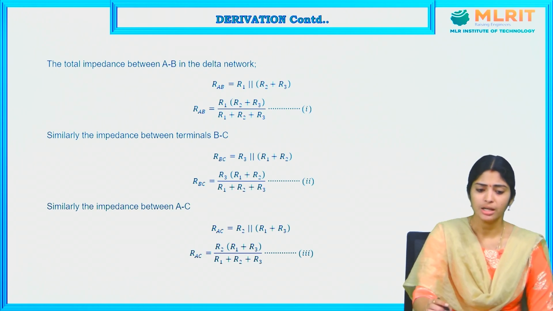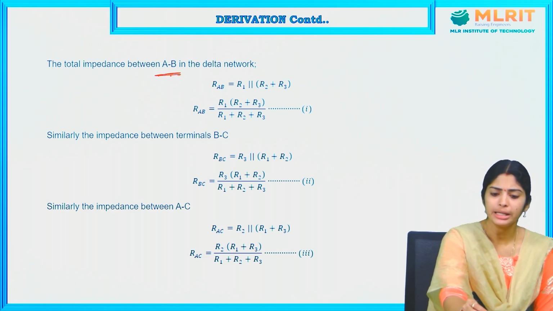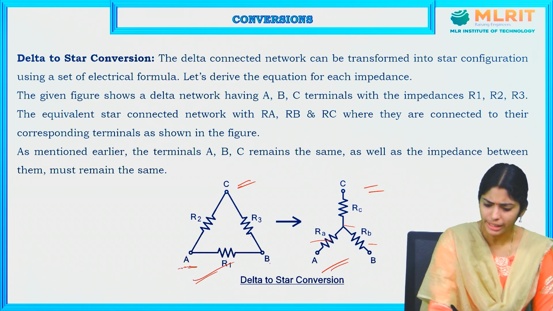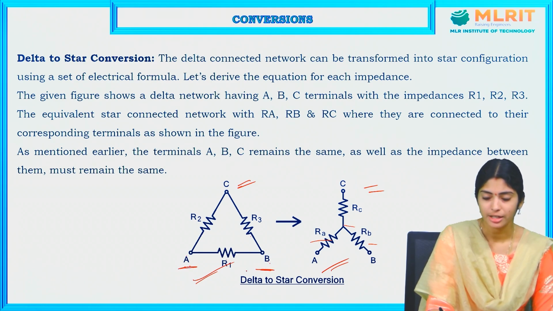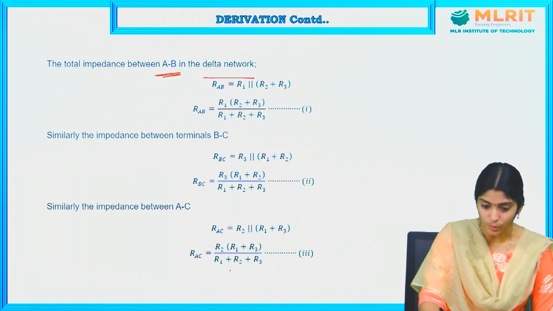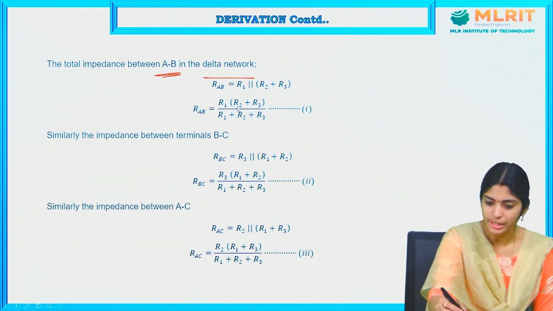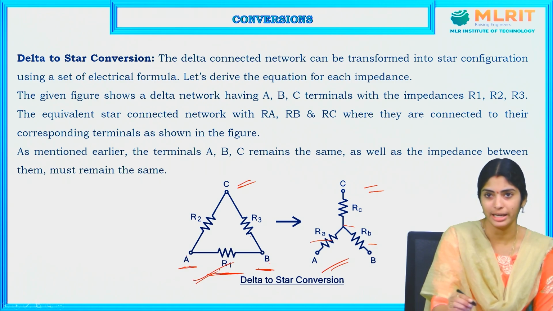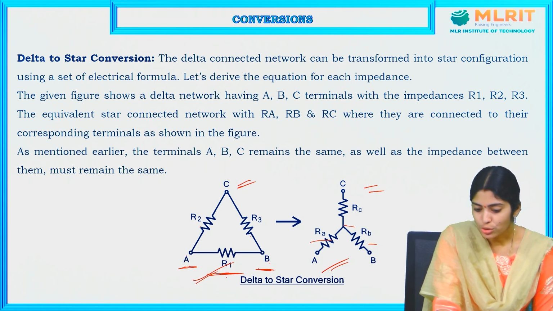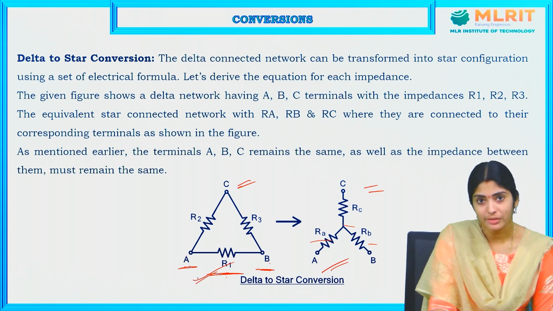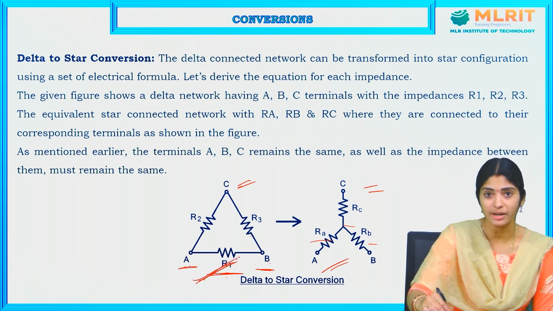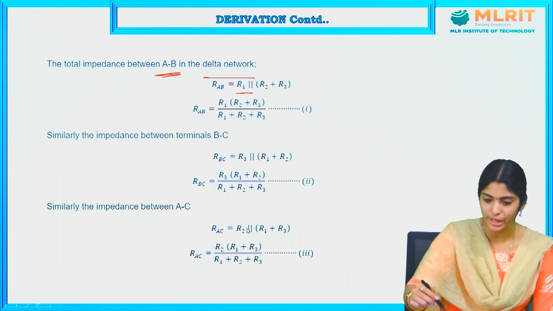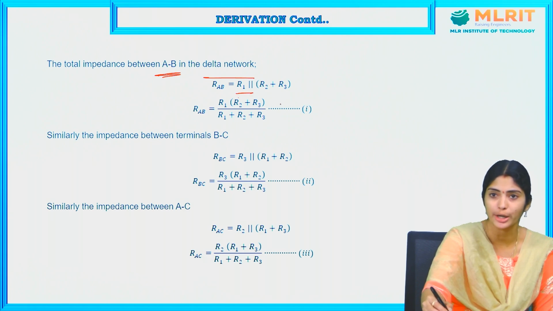See here, the total impedance between A and B in the delta network. Between A and B, what is there? R1 is there. So how is this R1 connected with the other elements? These two are in series, and that is in parallel with R1, right? So this R1 is parallel to R2 plus R3, since these two are connected in series. That's why here we write the equation as R1 parallel to R2 plus R3.